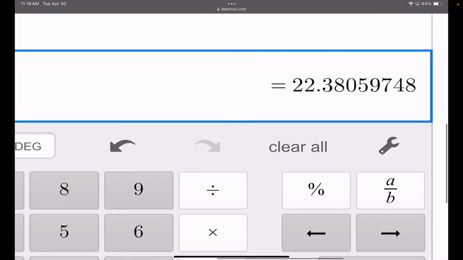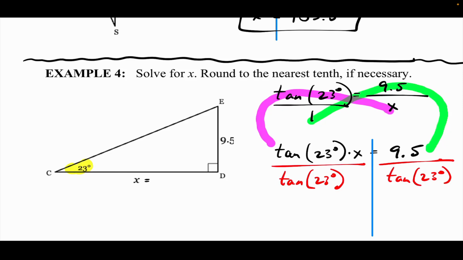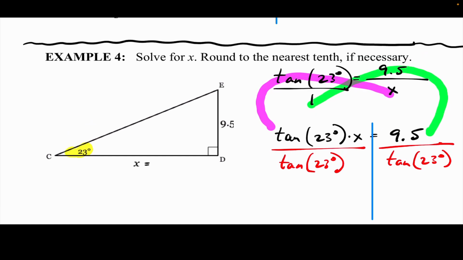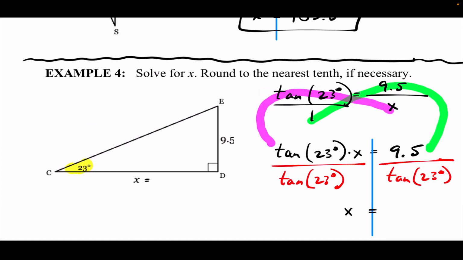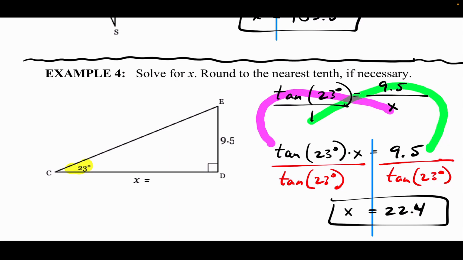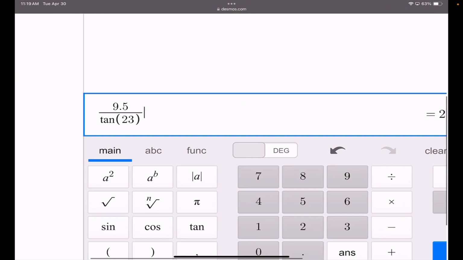22.38, blah, blah, blah. Well, we want the tenths. We want tenths. 3's in the tenths. 8 says go up. So 22.4.